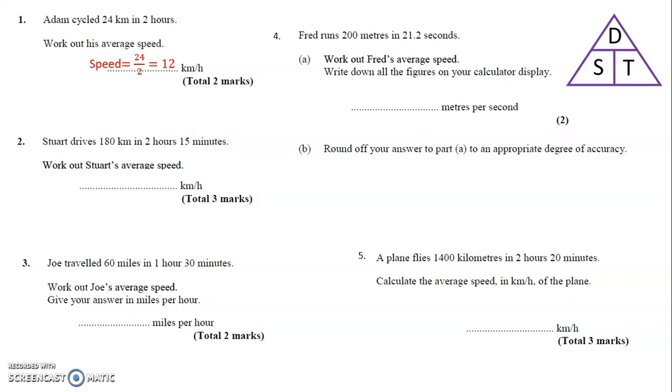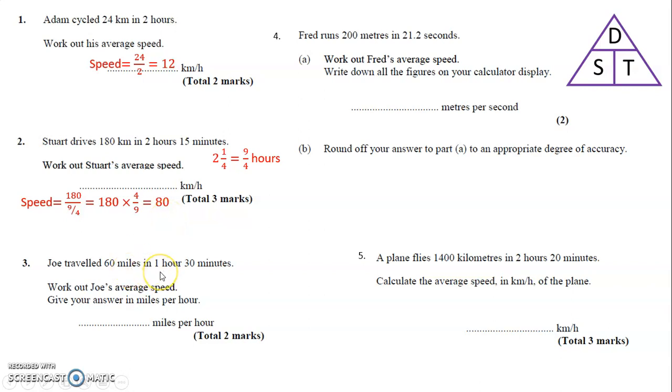Right, next we've got Stuart, who is driving for 2 hours 15 minutes. 15 minutes, you probably know without having to write it as 15 over 60, is a quarter of an hour. And writing that as an improper fraction, that's 9 over 4. So this is a non-calculator question. We've got his speed, distance over time, so 180 over 9 over 4, and that's the same as multiplying by the reciprocal 4 over 9. Then 180 divided by 9 is 20, so I can then do 20 multiplied by 4, which is 80 kilometres per hour.